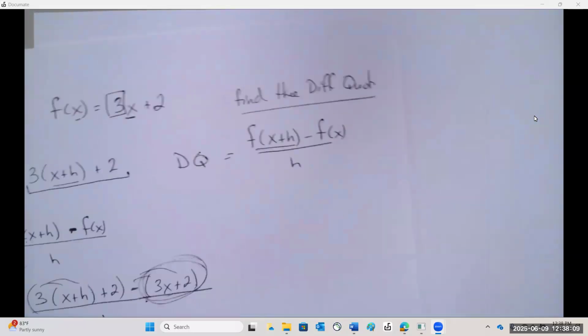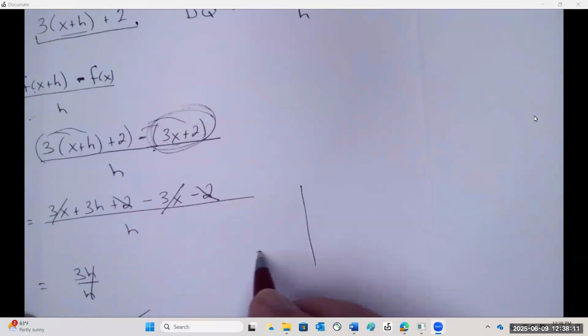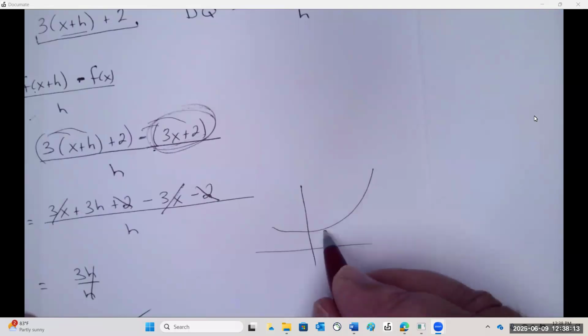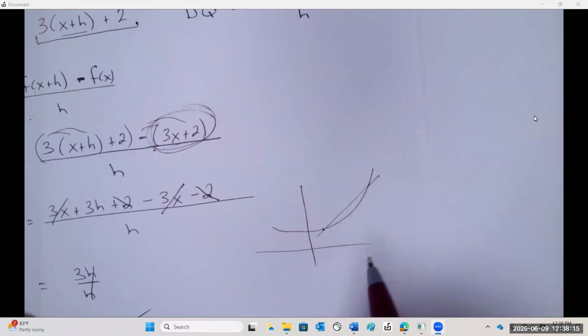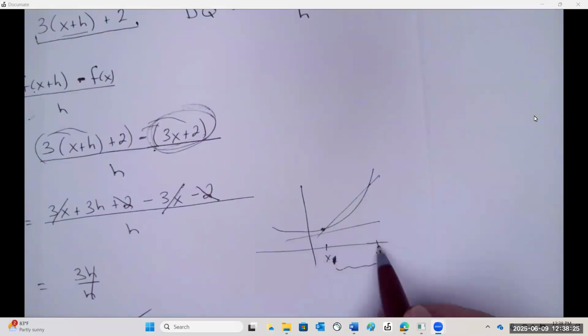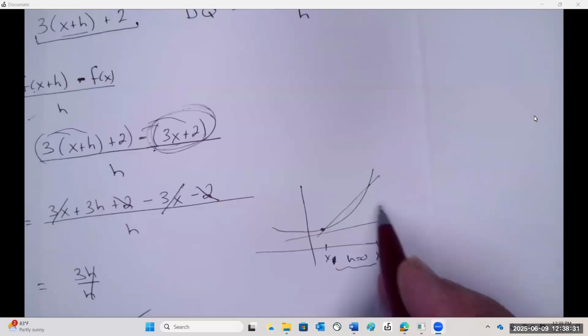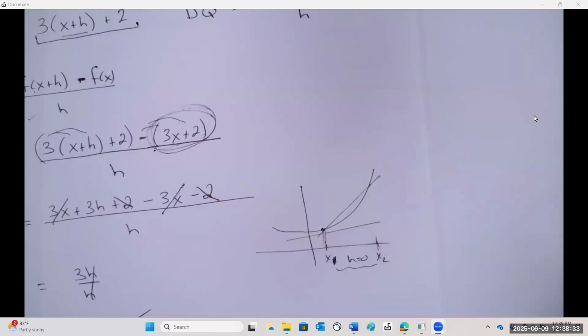Why did we cancel the h? Because remember, for a secant line to exist, we need only one point. We need to have a tangent point, which means this h value here has to go to 0 so that the end point and the beginning point are the same value.